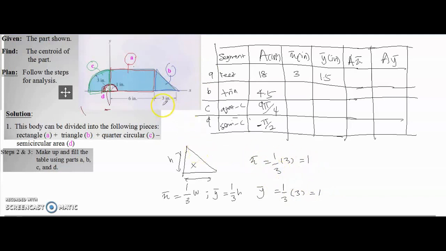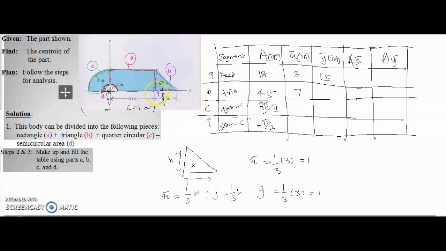Because we use the axis here as our reference, we cannot simply put the 1 here as x bar. Let's say I mark the centroid over here. This one is 1. So we must take the location from the origin, 0, which means that x bar is from here to here. So from here to here is 6 plus 1 is equal to 7. Please understand that. So x bar for the triangle segment is 7.